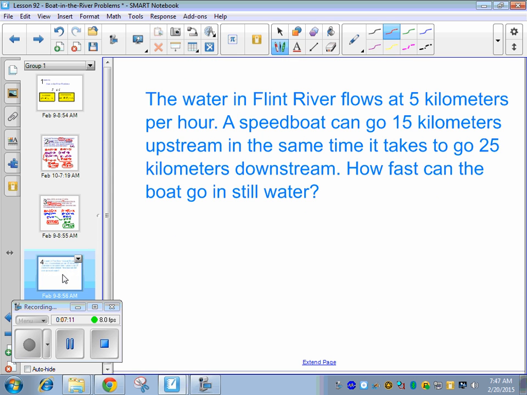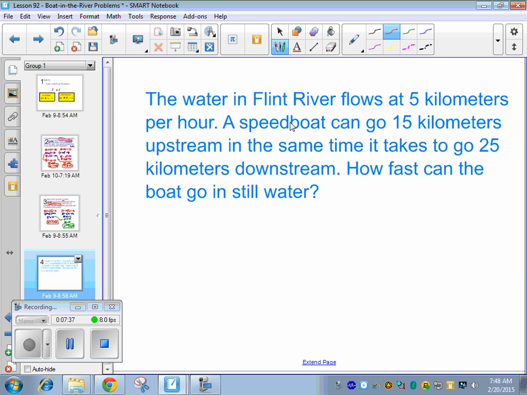Let's try one more. All right, the water in Flint River flows at 5 kilometers per hour. So they're giving us the speed of the water. A speedboat can go 15 kilometers upstream in the same time it takes to go 25 kilometers downstream. How fast can the boat go in still water?